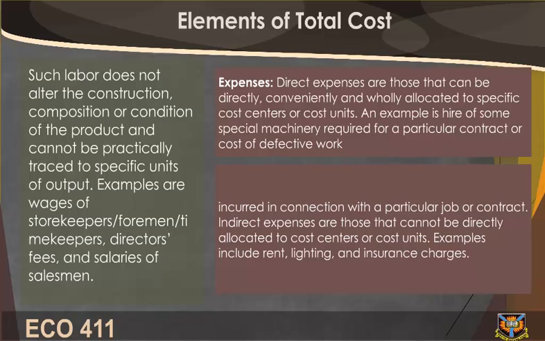Expenses. Direct expenses are those that can be directly, conveniently, and wholly allocated to specific cost centers or cost units. An example is hire of some special machinery required for a particular contract, or cost of defective work incurred in connection with a particular job or contract. Indirect expenses are those that cannot be directly allocated to cost centers or cost units. Examples include rent, lighting, and insurance charges.